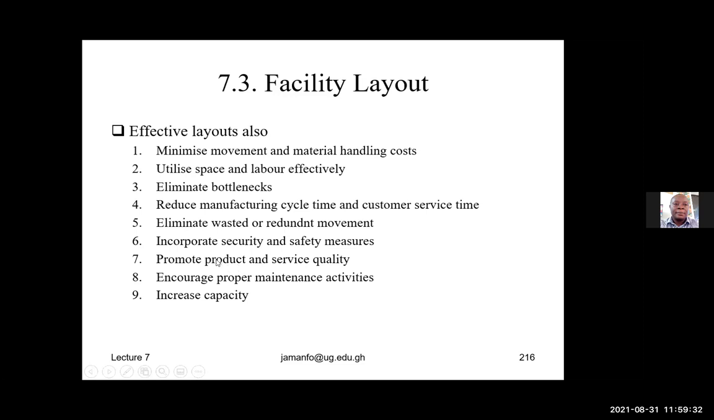A good layout should incorporate security and safety measures, promote product and service security, encourage proper maintenance activities, and increase capacity for the firm.